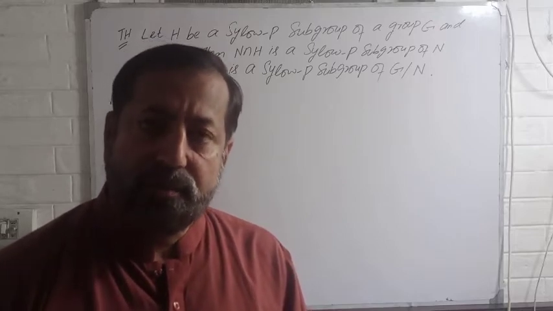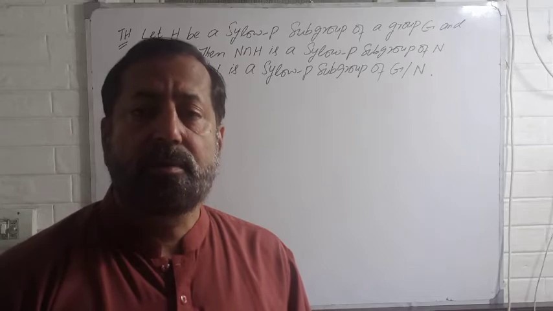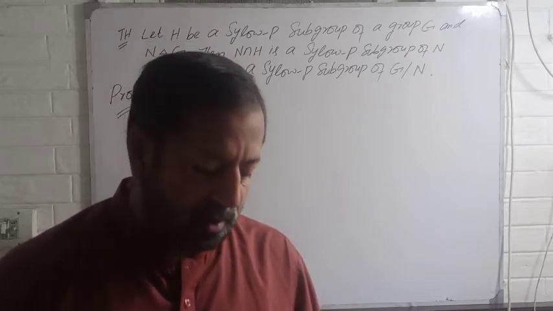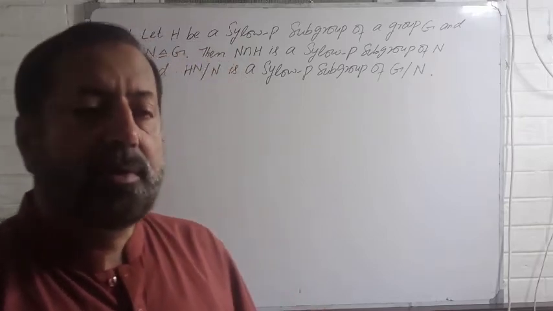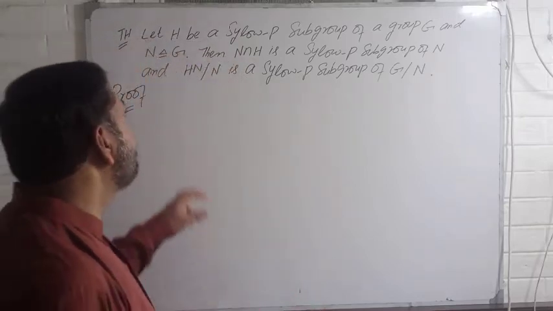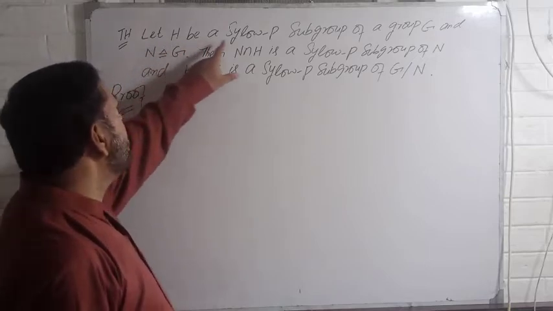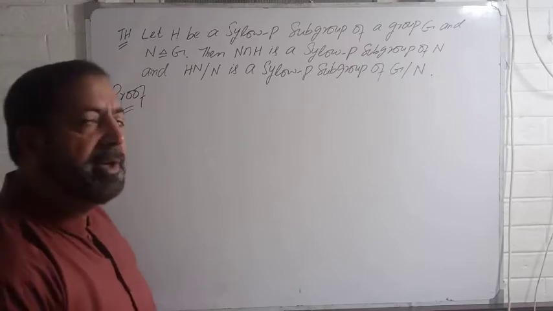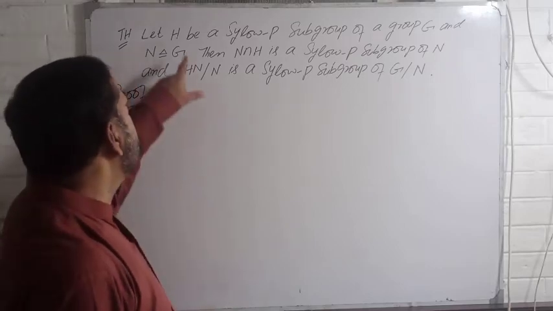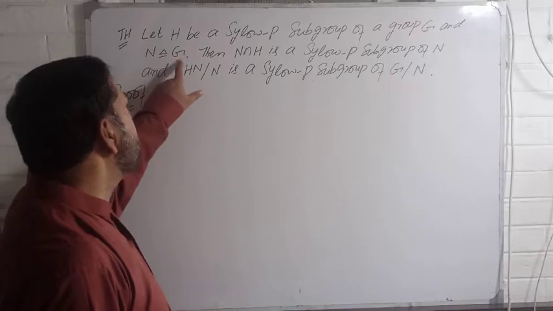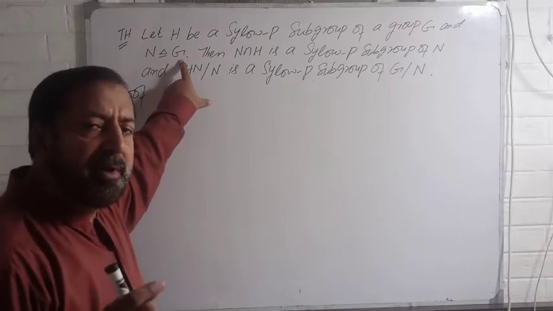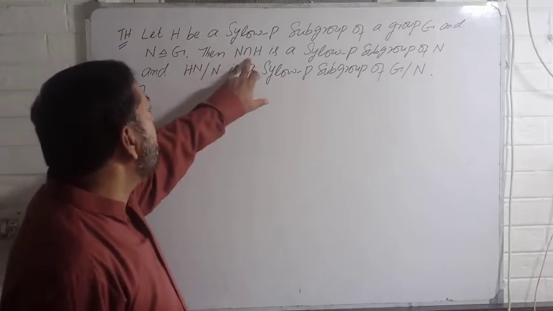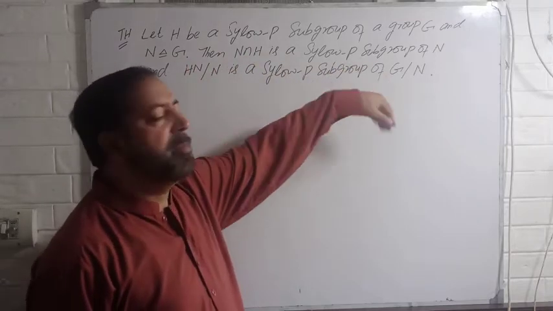Last time we were discussing consequences of Sylow's theorems, and today we are going to prove 3 to 4 more consequences in this lecture. So one of them is: let H be a Sylow-p subgroup of a group G and N is normal in G. Listen, H is a Sylow-p and N is normal in G. You have a Sylow-p subgroup and a normal subgroup. Then N intersection H is a Sylow-p subgroup of N.